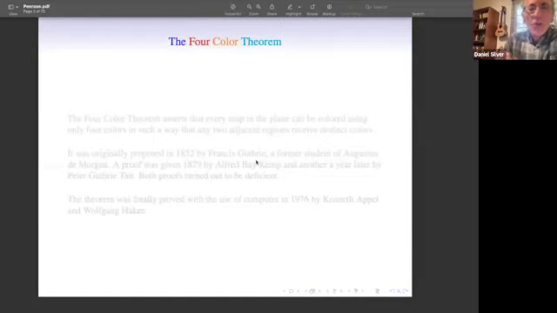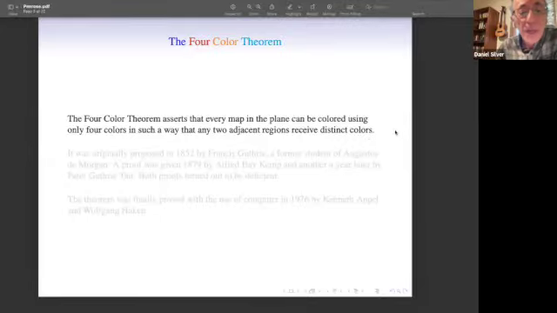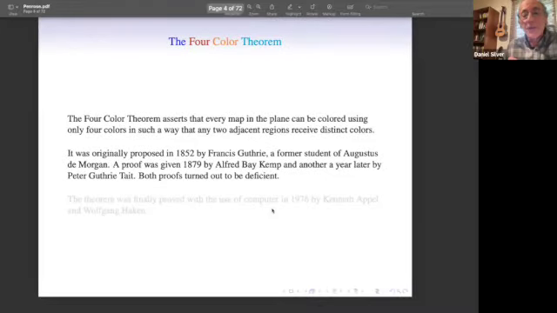So first, a word about the four-color theorem, although I think I'm telling people what they know. The four-color theorem asserts that every map in the plane can be colored using only four colors in such a way that any two adjacent regions receive different colors. It was originally proposed in 1852 by Francis Guthrie, who was a former student of De Morgan, and a proof was given in 1879 by Kempe, as everybody knows, and a year later by Peter Guthrie Tait. And both of these proofs turned out to be deficient, but the theorem was finally proved by use of a computer in '76 by Appel and Haken.